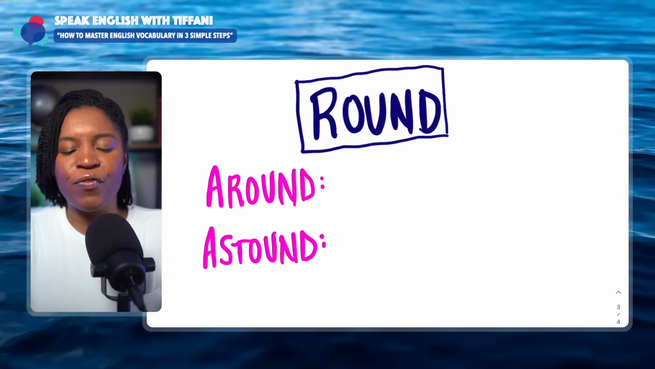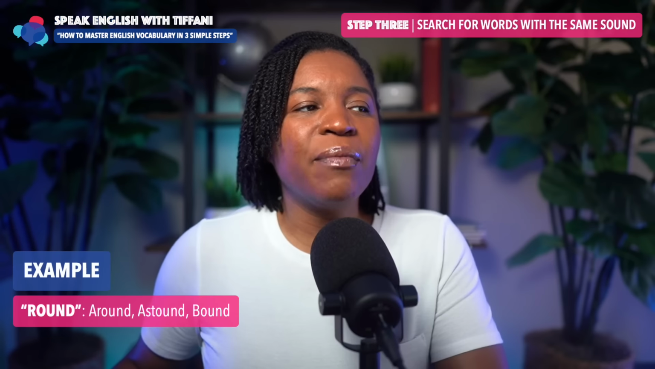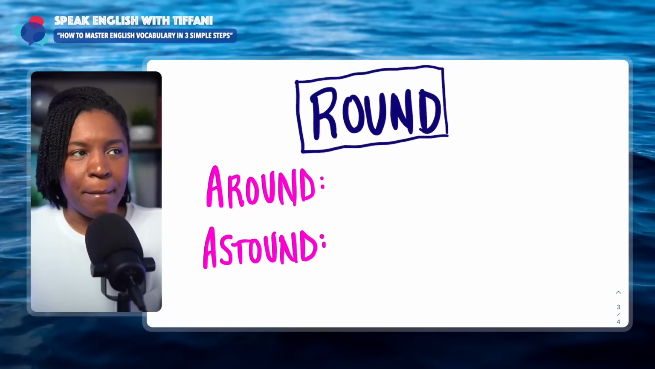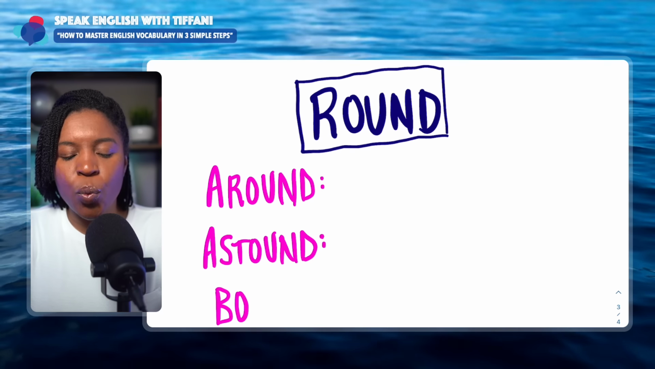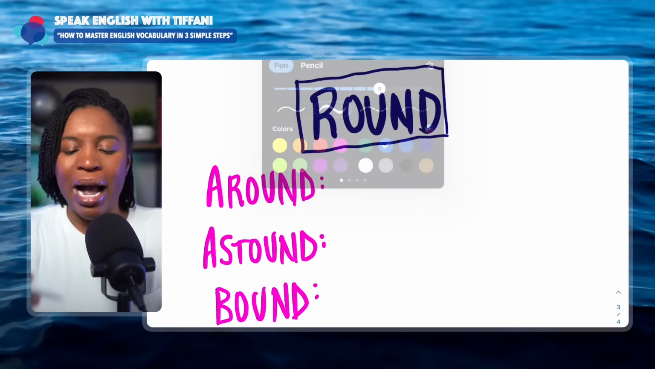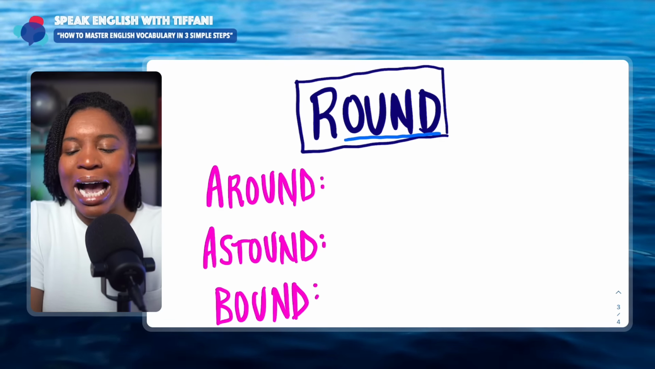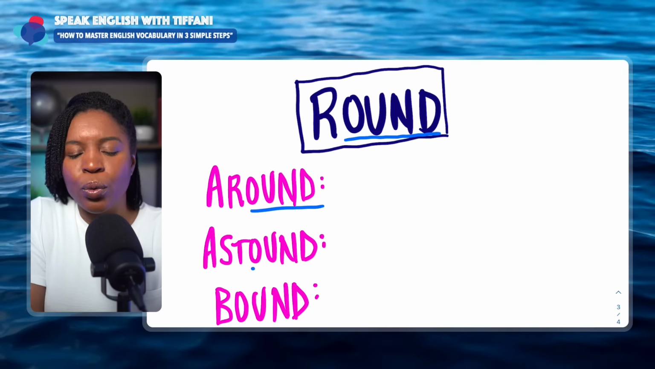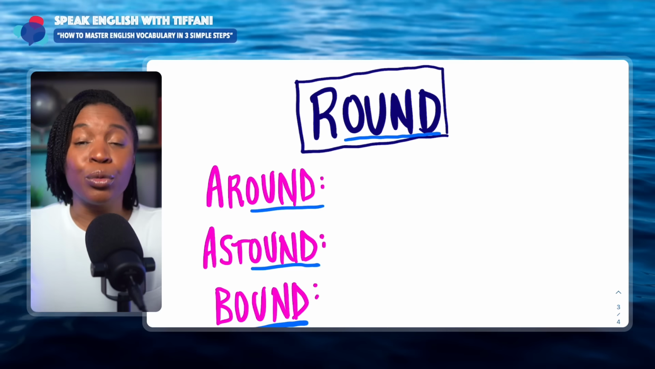Astound, all right? Remember, we're following step number 3. And finally, bound, all right? These words sound similar to the word round, right? We have the O-U-N-D sound, ound, ound, ound, ound, right?